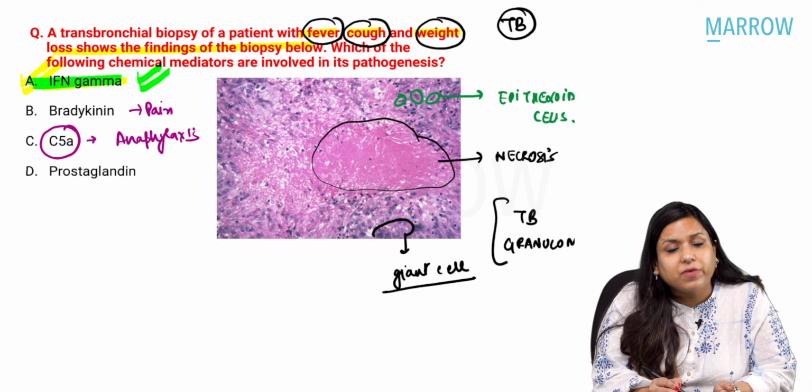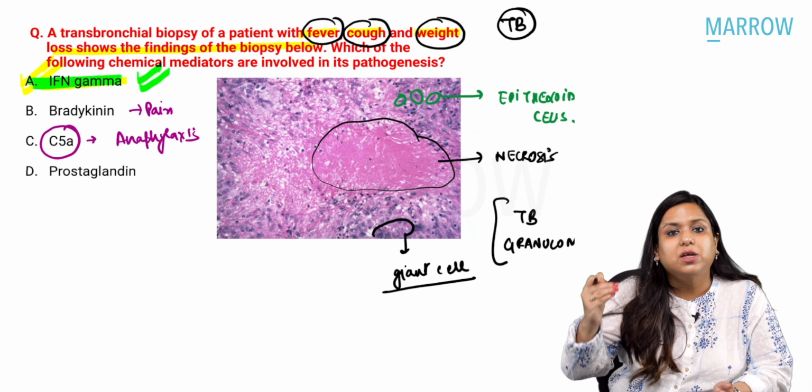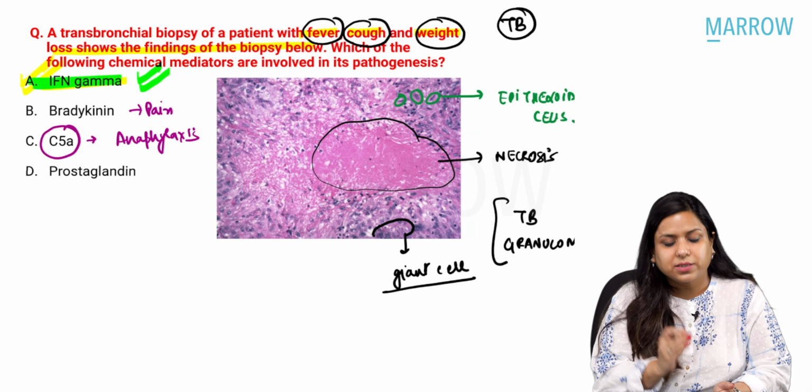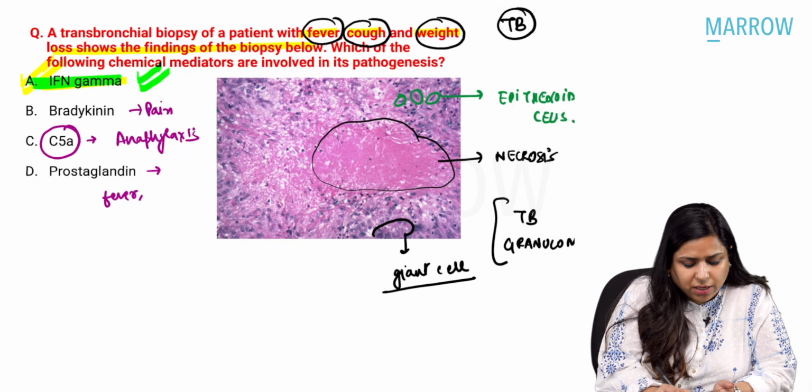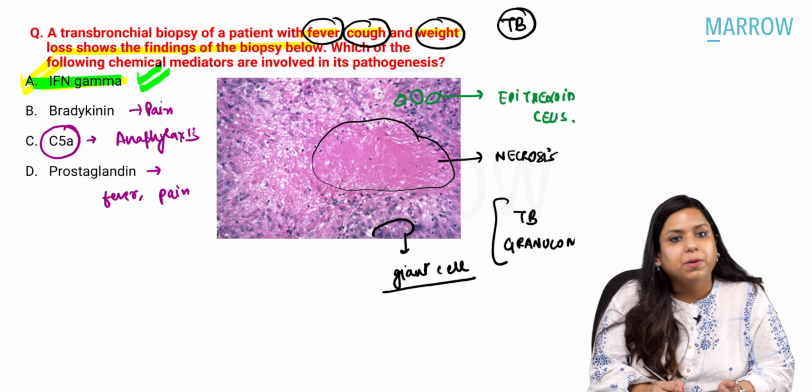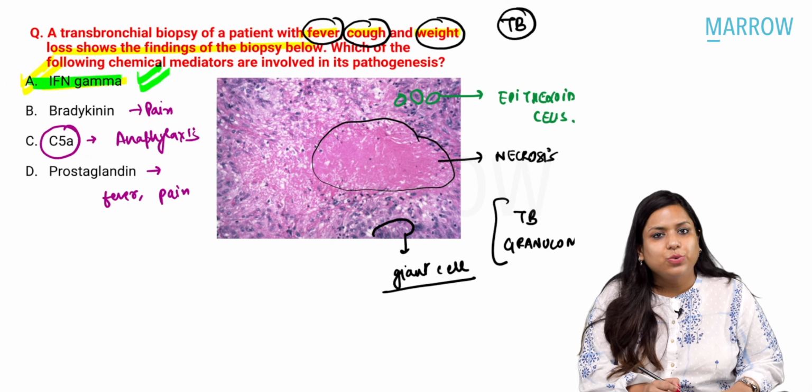It helps in anaphylaxis. So, which mediator is raised in allergic reaction or anaphylaxis? It is C5a. Prostaglandins. What is the role of prostaglandins? The role of prostaglandins is fever and pain. Understood? Easy story till now.